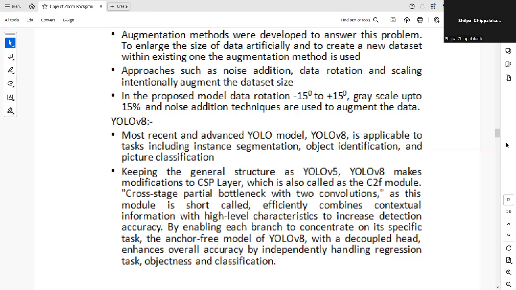Keeping the general structure of YOLO V5, YOLO V8 makes a modification in the CSP layer, which is also called the C2F module, cross-stage partial bottleneck with two convolutions. As this module is shortly called, it efficiently combines contextual information with high-level characteristics to increase detection accuracy. By enabling each branch to concentrate on its specific task, the anchor-free model of YOLO V8 with a decoupled head enhances overall accuracy by independently handling regression, objectness, and classification tasks.